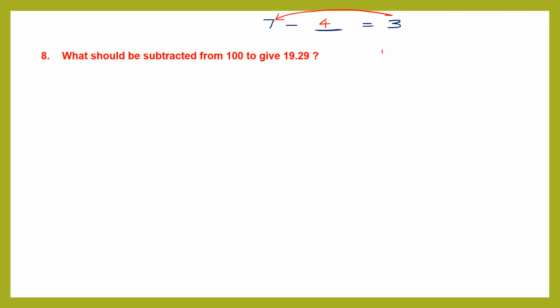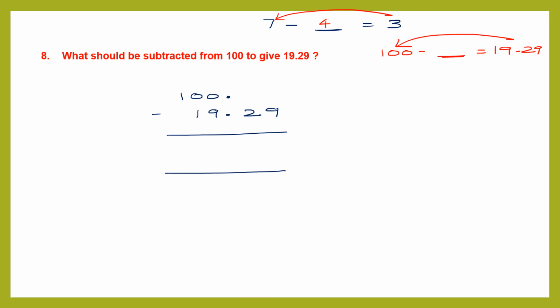Similarly here, what should I subtract from 100 to get 19.29? I need to subtract these two numbers and I need to write 100 first. So let's do that. 100 minus, remember 100 is a whole number and for all whole numbers the point is after the number. So we are putting it there. Below this we're going to write 19.29 in the correct place. 19 will come here, 0.29. So we have arranged our numbers. Now let's make them like decimals by putting the zeros there.